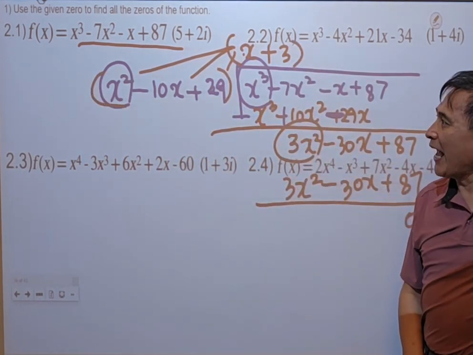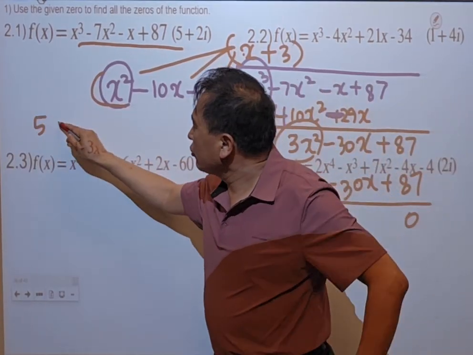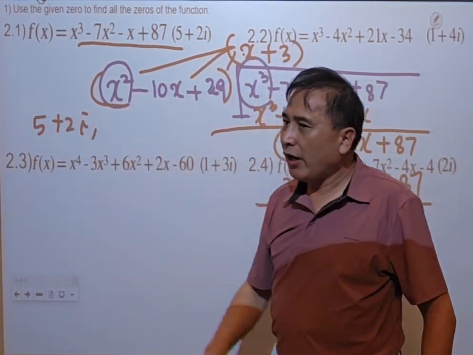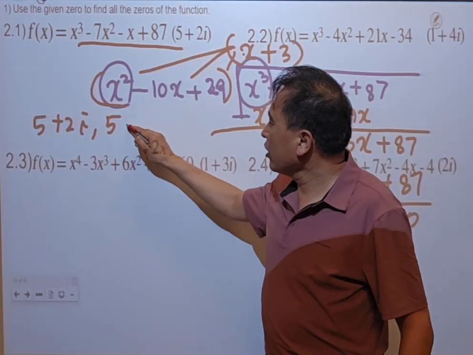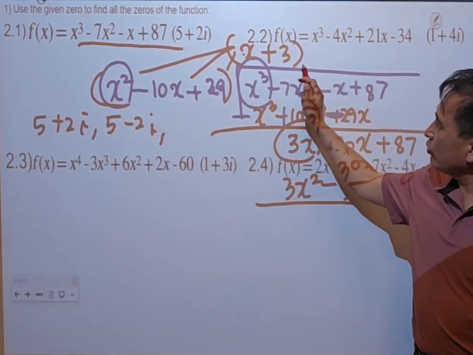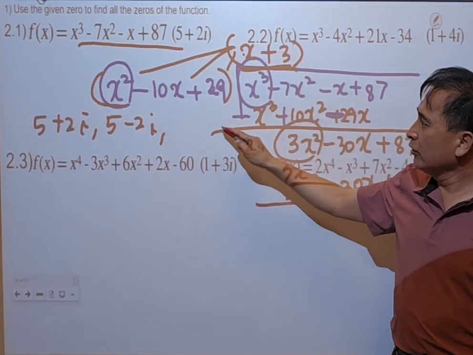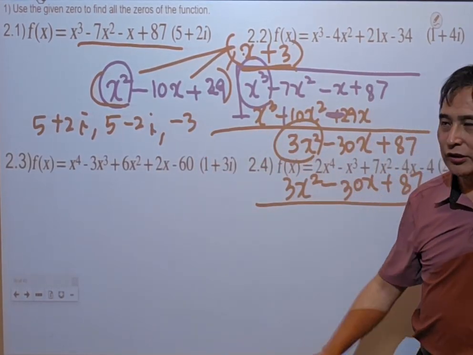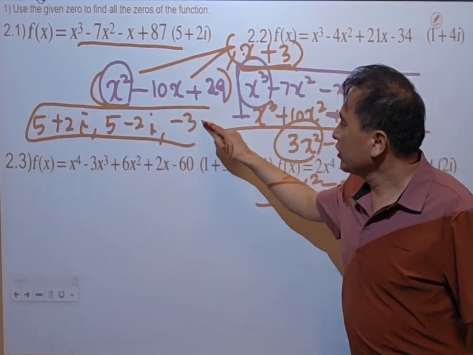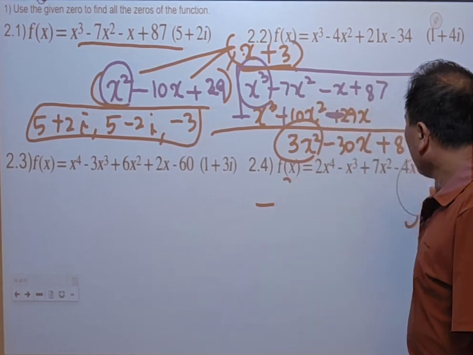So basically what they're asking is finding all zeros. One zero was 5 plus 2i. Then right away you can tell the conjugate is a zero, right? But in order to find another zero, we need to do that. And then x plus 3 is a factor. Then what is the zero here? Minus 3. That's the answer. This is the answer for 2.1. Everybody got it?